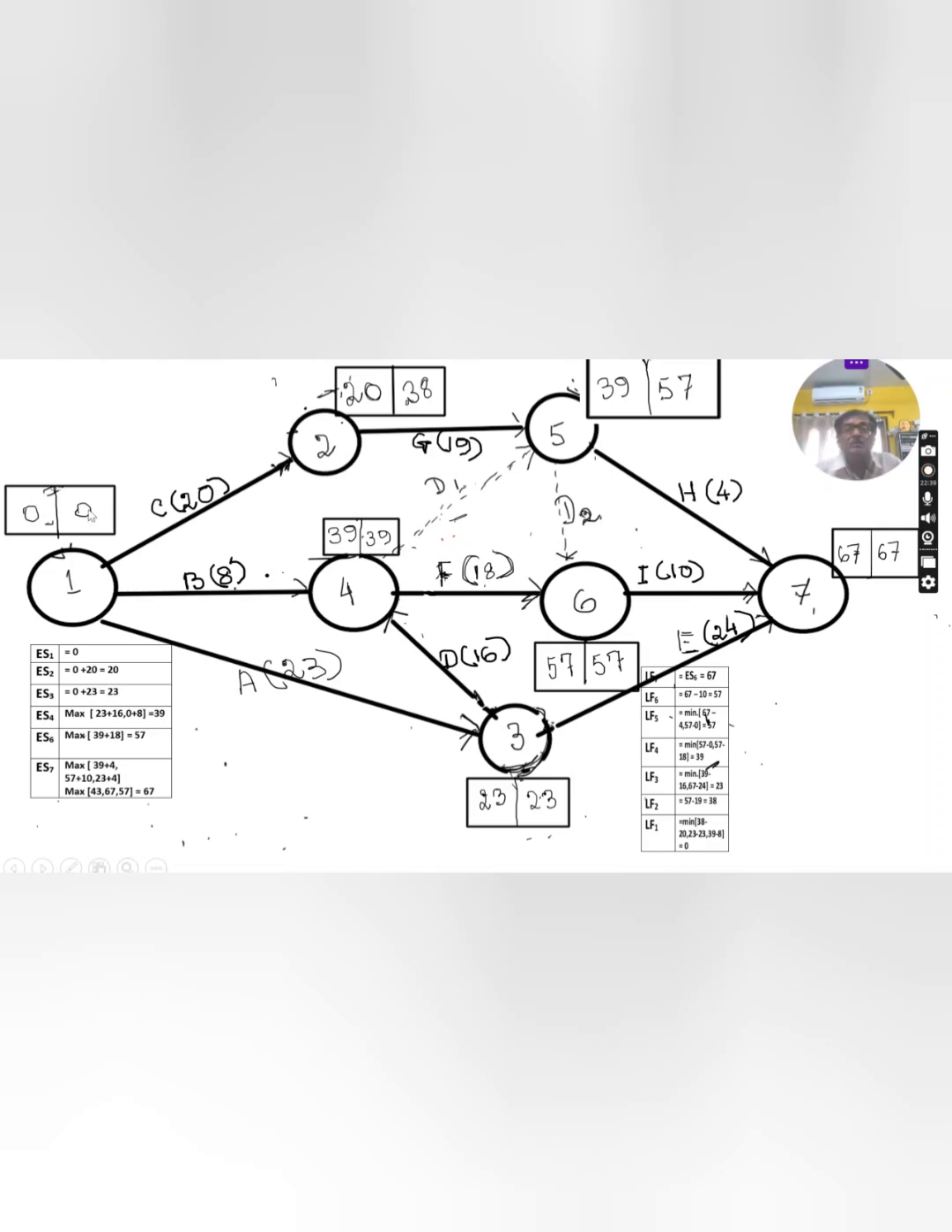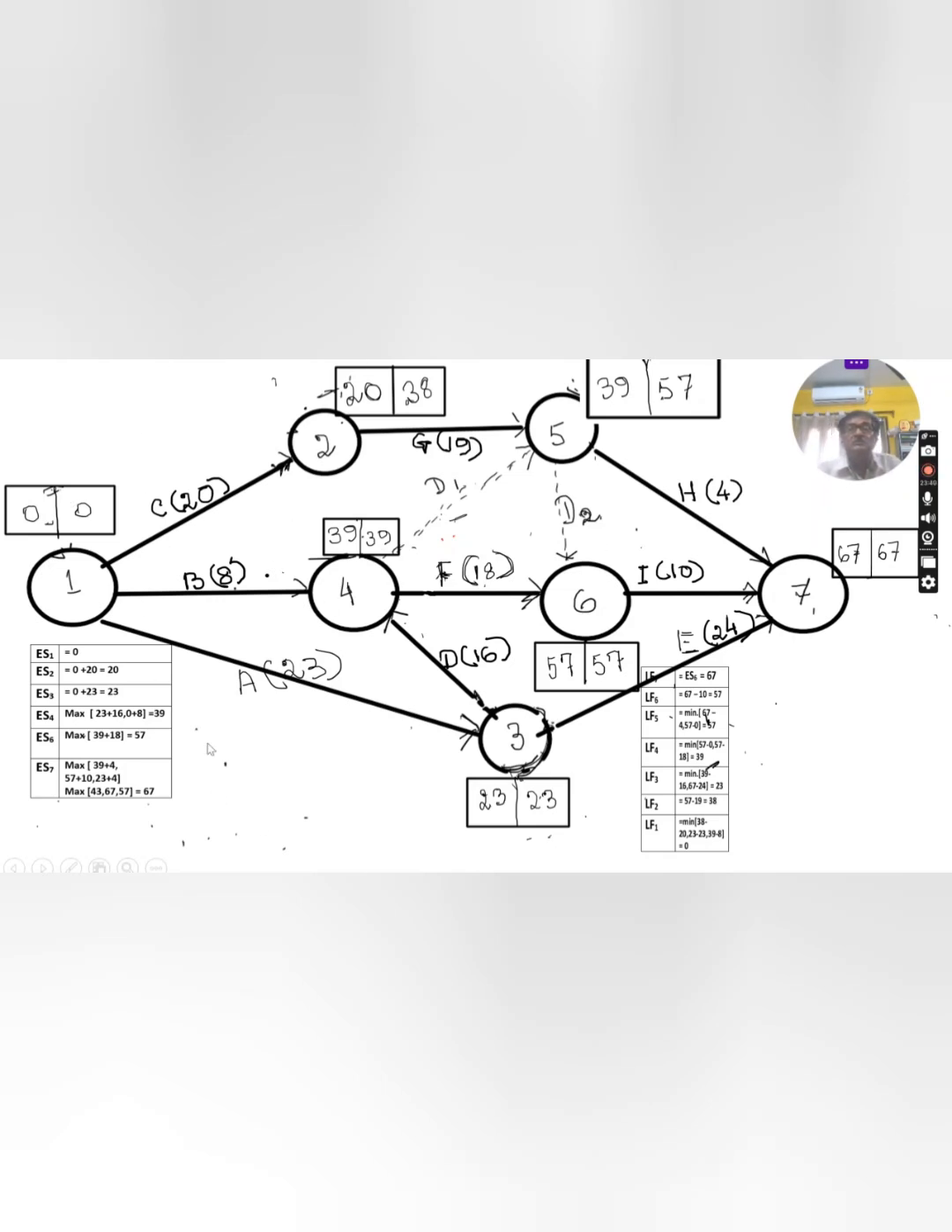Again I am repeating, how is this 0? 3 activities are coming out from this node: 1-2, 1-4 and 1-3. We check one by one. For this node, the latest finish time is 38. To reach here, you have to complete this task. That is 38 minus 20 is equal to 18. One value is this. If you take this path, latest finish time is 39. 8 days are required to complete this, so 39 minus 8 is equal to 31. And if you take this path 1-3, then 23 is the latest finish time minus activity time 23 is 0. So the minimum of the three is 0. That's why it is 0. So this process is over.